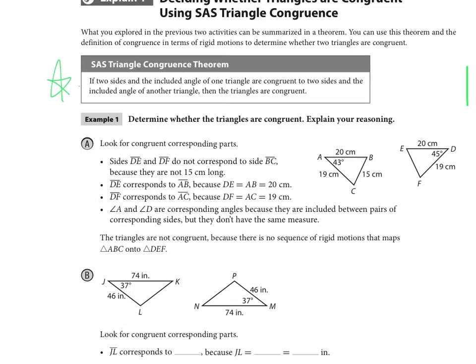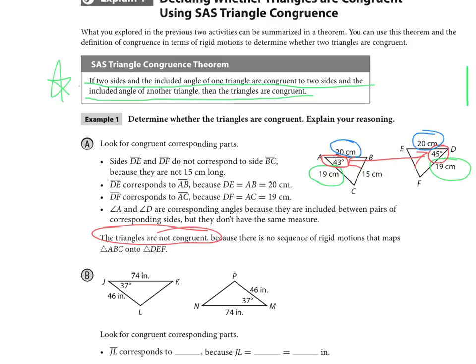if two sides and the included angle of one triangle are congruent to two sides and the included angle of another triangle, then the triangles are congruent. So if we look here, I have a side, 19 and 19. I have an angle at 43 and an angle at 45. And then I have a side at 20 and a side at 20. But these two things are not congruent. And so these triangles are not congruent.